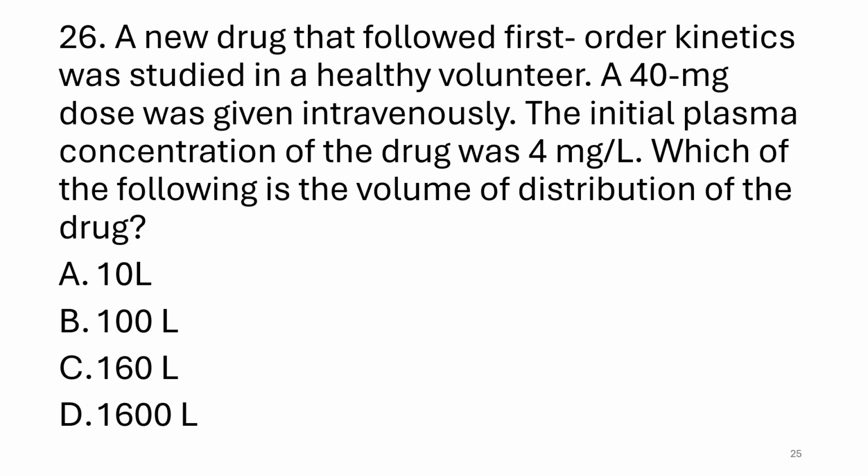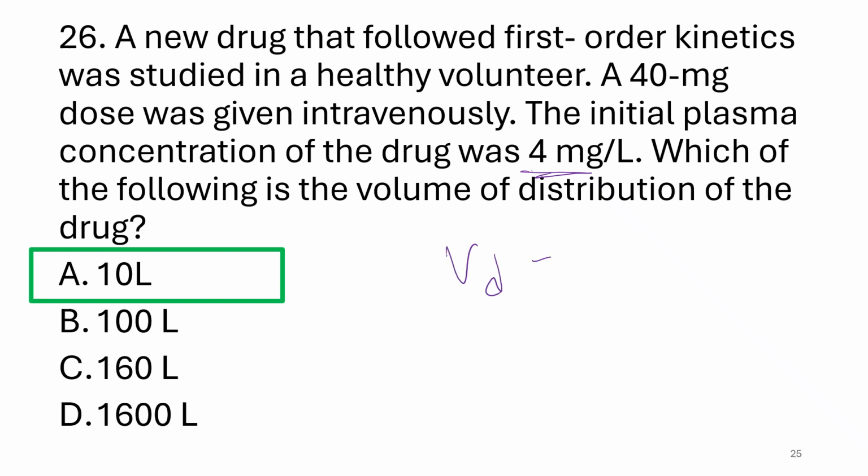Question number 26. A new drug that follows first order kinetics was studied in a healthy volunteer. A 40 milligram dose was given intravenously. The initial plasma concentration of the drug is 4 milligrams. Which of the following is the volume of distribution? Right, so you can use the volume of distribution equation. The correct answer is 10 liters. Volume of distribution equals dose over concentration.